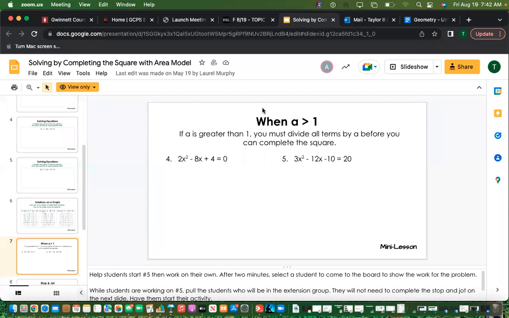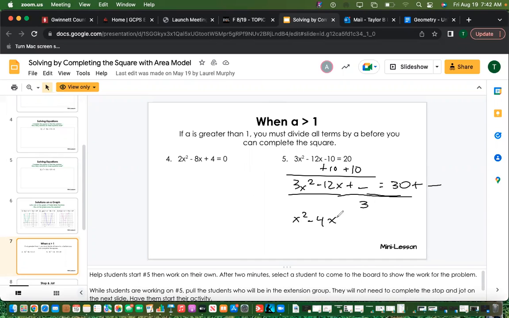All right. So on this one, you would add that 10 to the other side first. And then I would go ahead and divide out that 3. So when I divide everything by 3, I'm going to get x squared minus 4x plus blank equals 10 plus blank. Now you can actually solve this one out. Okay, so go ahead and take a moment. From here, I want you to take your b term, divide it by 2, add it to both sides, factor, and then solve.